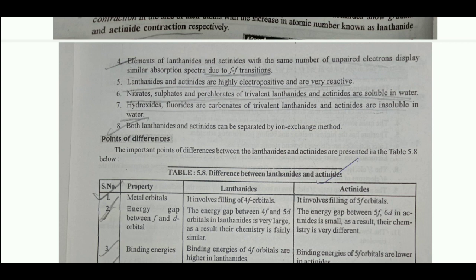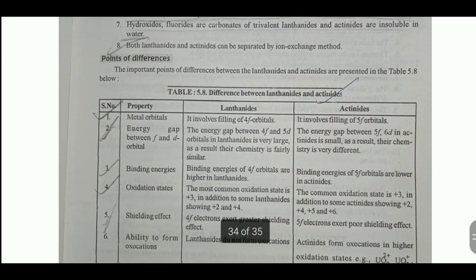Sixth, nitrates, sulfates and perchlorates of trivalent lanthanides and actinides are soluble in water. Seventh, hydroxides, fluorides and carbonates of trivalent lanthanides and actinides are insoluble in water. Eighth, both lanthanides and actinides can be separated by the ion exchange method. Points of differences. The important points of differences between the lanthanides and actinides are presented in Table 5.8 below.